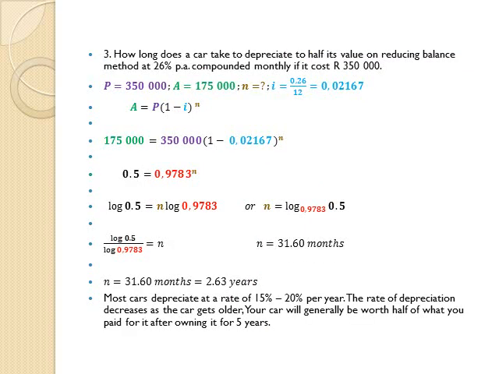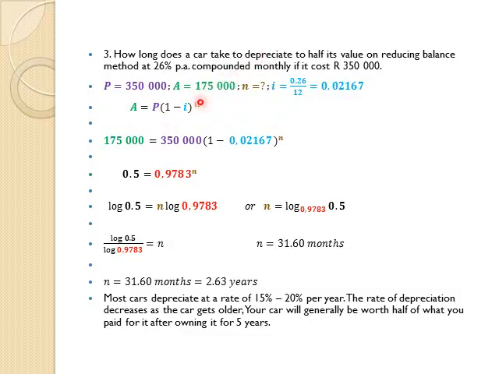Let's look at one reducing balance. Number 3, how long does a car take to depreciate to half its value? Reducing balance method at 26% per annum compounded monthly, costs 350,000. So presently the car costs 350,000. Half the price of that, 350 divided by 2 gives me 175,000. Looking for n, my interest, 26% divided by 100 would give me 0.26. Compounded monthly, so divided by 12 gives me 0.02167, or 0.216666 going all the way on.